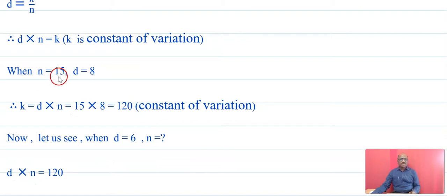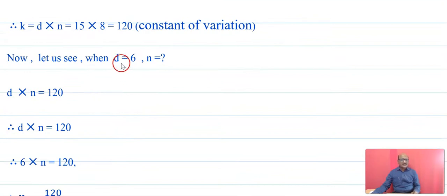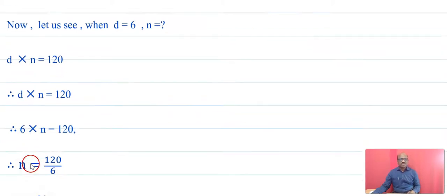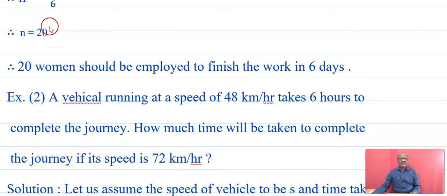When N is equal to 15, D is equal to 8. Substitute here, then you will get the value of K. That is 15 into 8 is equal to 120. Now let us see when D is equal to 6, what is N? Therefore, D into N is equal to 120. Now substitute D equal to 6, then you will get N equals 120 upon 6, and hence N is equal to 20. Answer: 20 women should be employed to finish the work in 6 days.